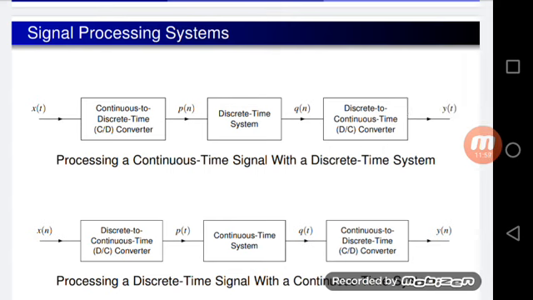This is the block diagram of a signal processing system. In the next class we will discuss the signal processing system in depth.